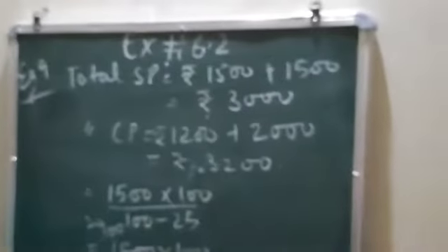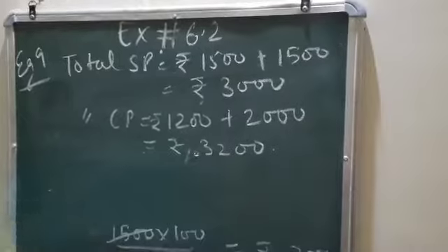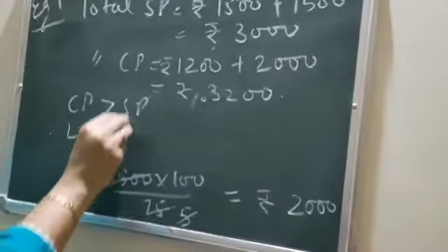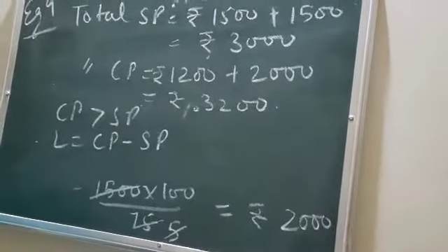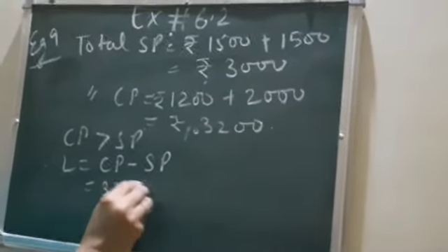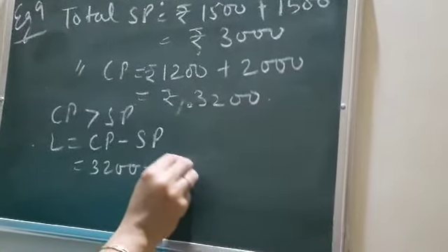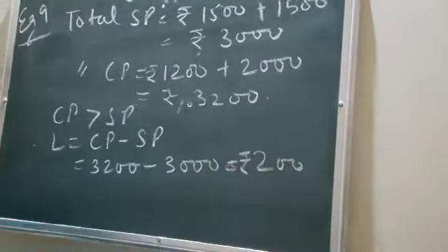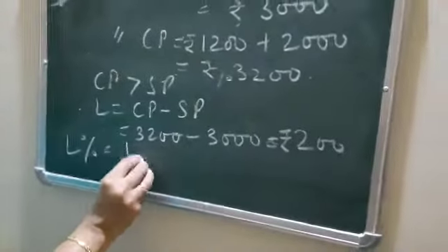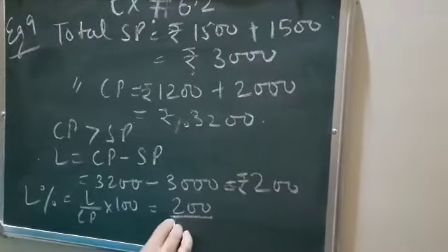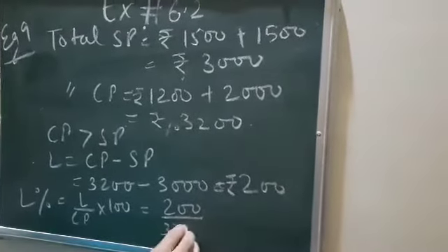So what is greater? You can see that CP is greater. If CP is greater, that means he has incurred a loss. So loss will be CP minus SP, which is 3200 minus 3000. So this is equal to 200 rupees. So he has got a loss of rupees 200 and now you have to find loss percent. So loss upon CP into 100. Put the values. Loss is 200, CP is 3200, into 100.